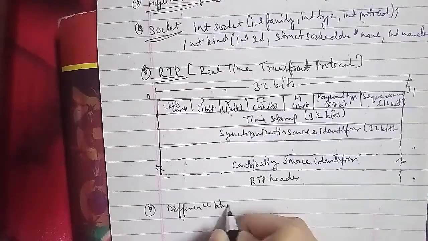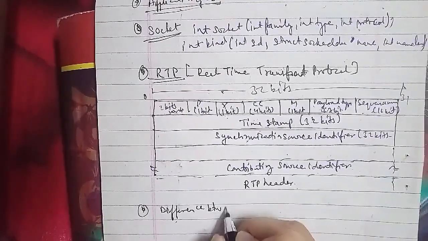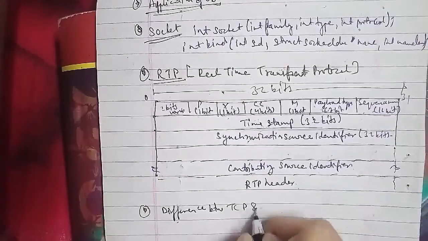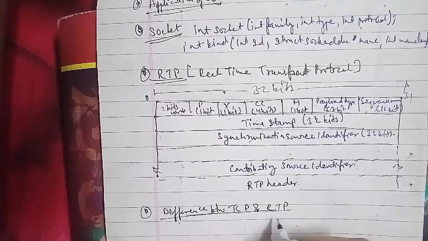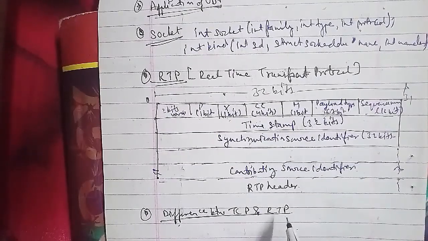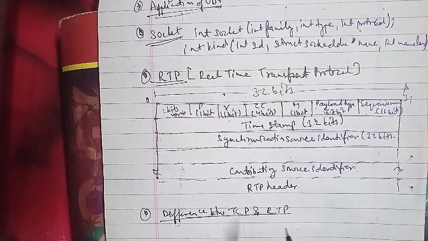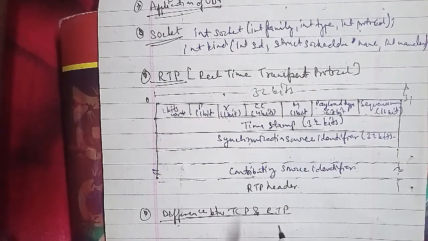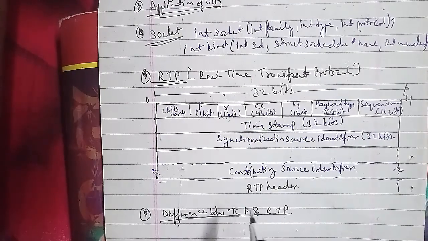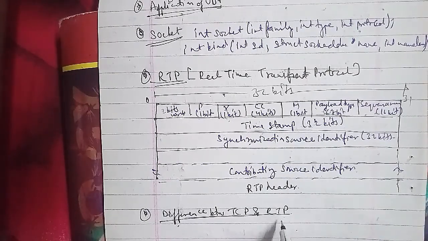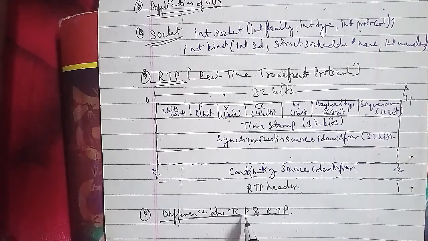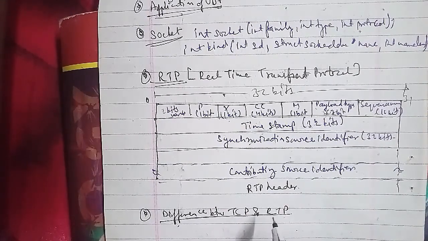Starting with RTP: RTP has no flow control, while TCP has flow control. RTP does not support error control, but TCP supports error control. RTP has no acknowledgement and no mechanism to request a retransmission, whereas TCP provides acknowledgement and retransmission.